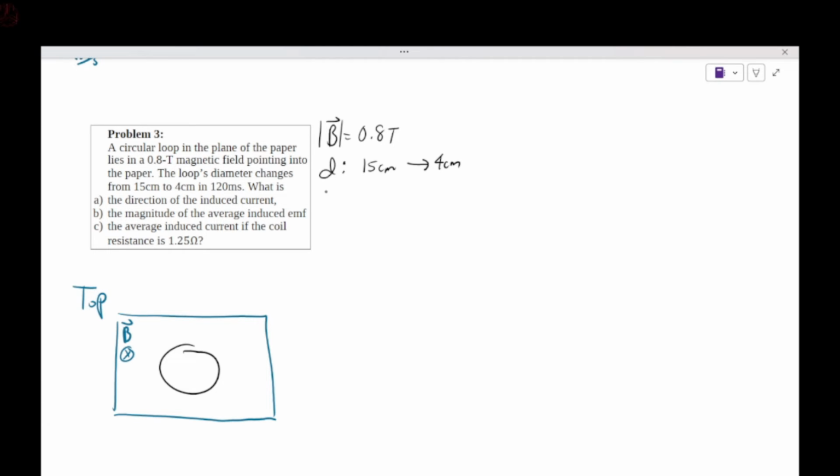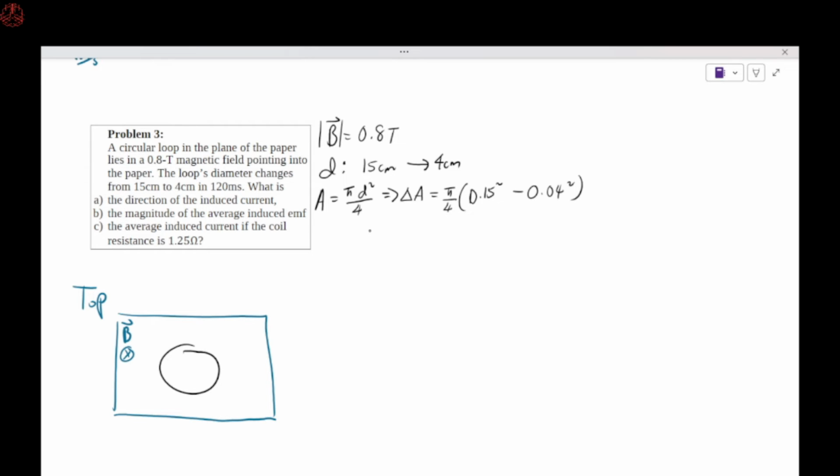Of course, we can quite easily calculate the area, which is just pi d squared over 4, which is pi r squared, by the way. And I can quite easily say that the change in area is pi over 4 times d squared, which is 0.15 squared minus 0.04 squared. Okay, so first things first, we need to figure out what is the direction of the induced current.